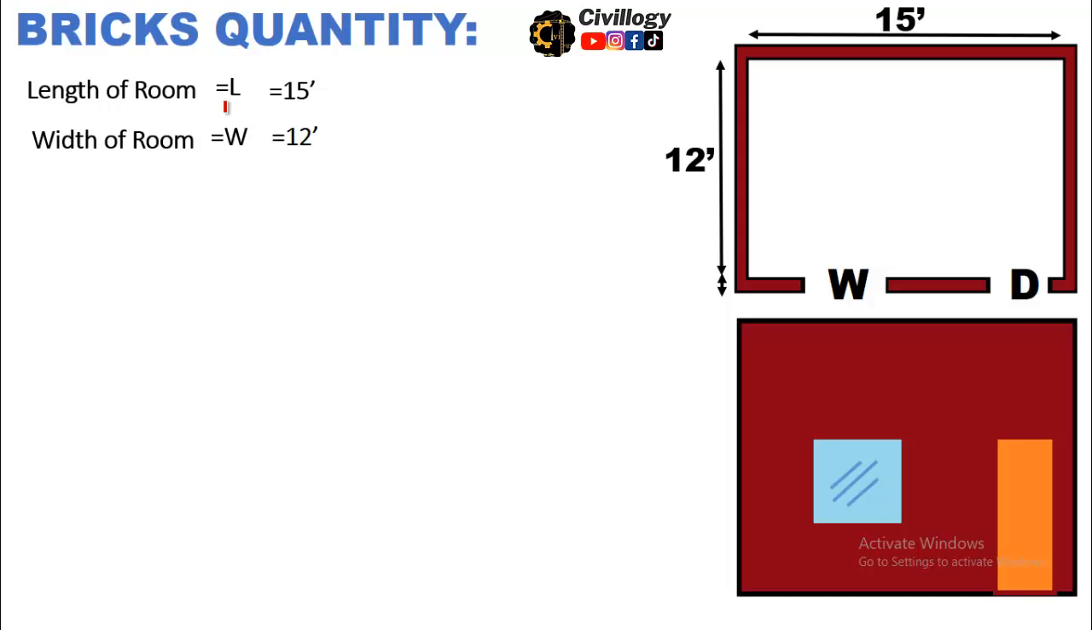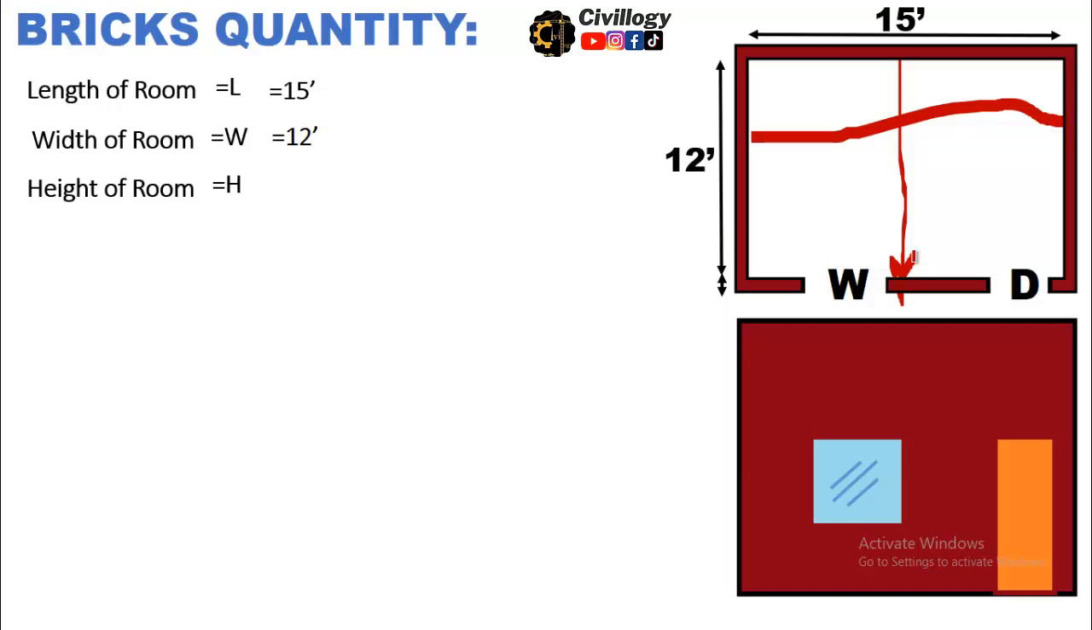Must keep in mind that the thickness of the wall is not included in these dimensions. These are actually the clear span, the clear dimensions within the room. This is equal to 15 feet and this clear span is 12 feet. And the height of the room, which is given in the elevation of the section, is 10 feet, and wall thickness is 9 inches. As you can see over here, all the walls are of the same dimensions, having 9-inch thickness.